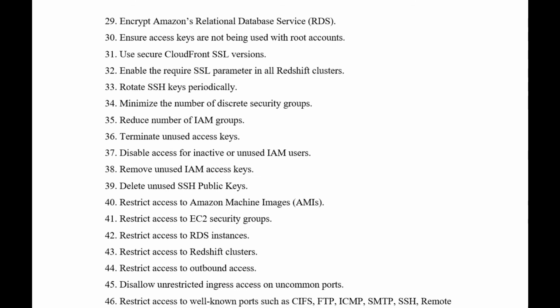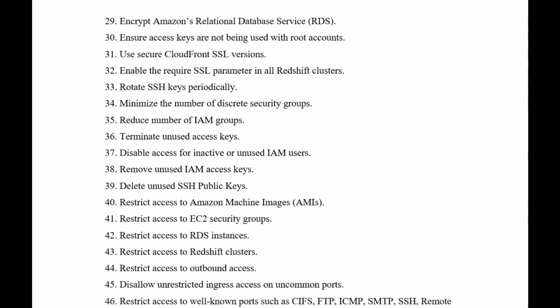An Amazon Machine Image is nothing but a copy of your AWS EC2 instance, which is kind of a backup of your AWS EC2 server. So restrict access to AMIs. It is also a best practice because you can share those Amazon Machine Images between accounts if you have access to those AMIs from one account. It's also a best practice to keep Amazon Machine Images secure.